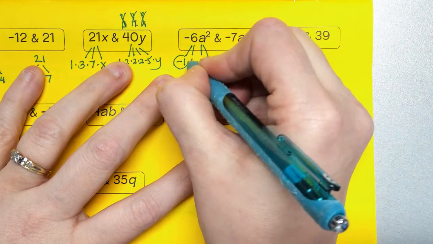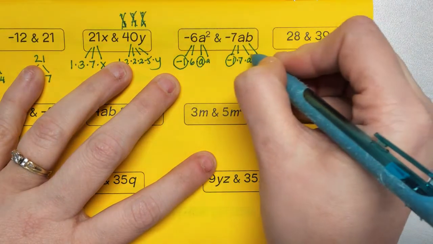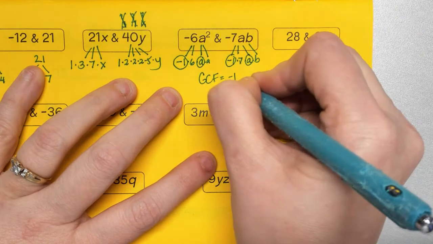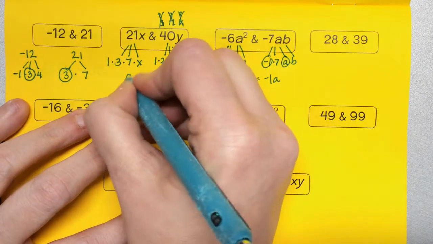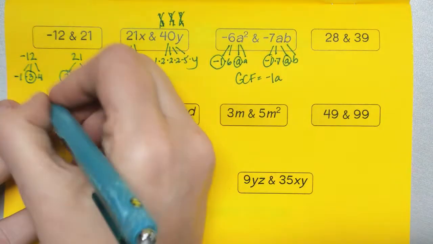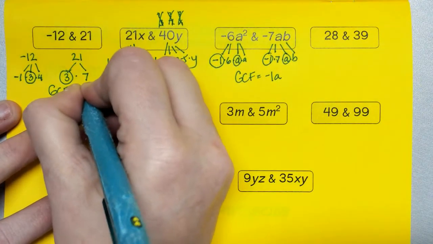I see a -1 on both of them. I see an A on both of them. So the GCF for this one is -1A. And by the way, the GCF on this one is 1. Sorry, I didn't write that here. The GCF on this one is 3.